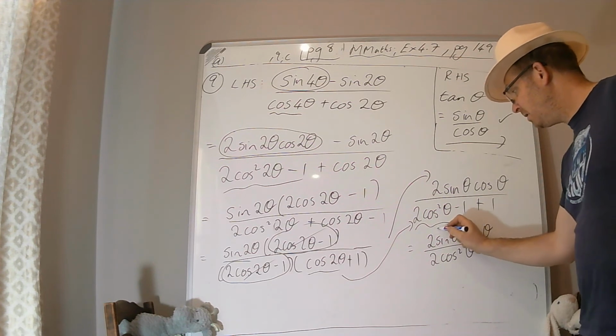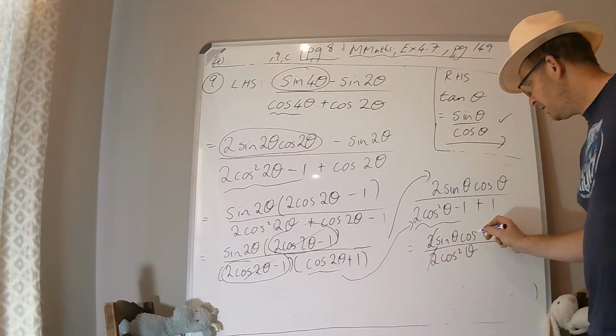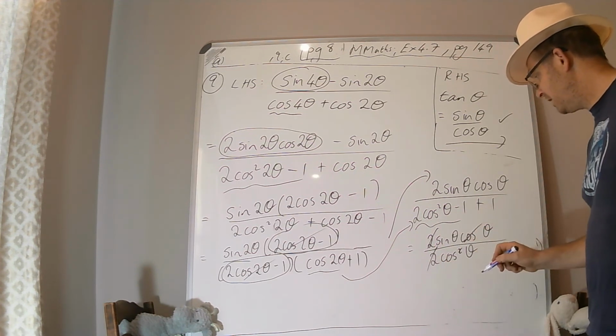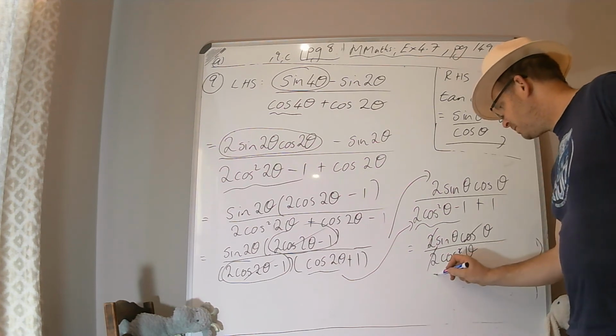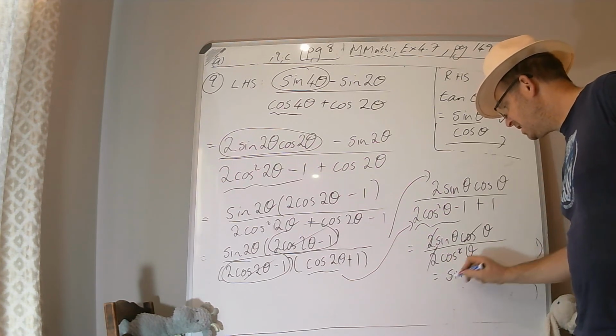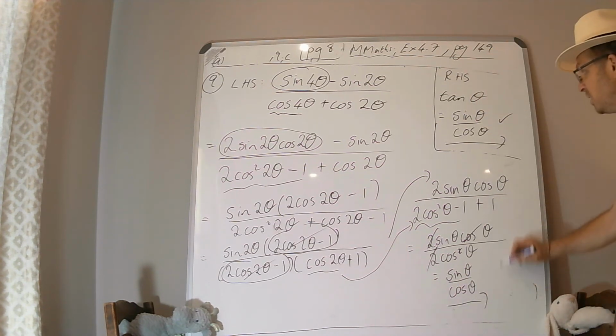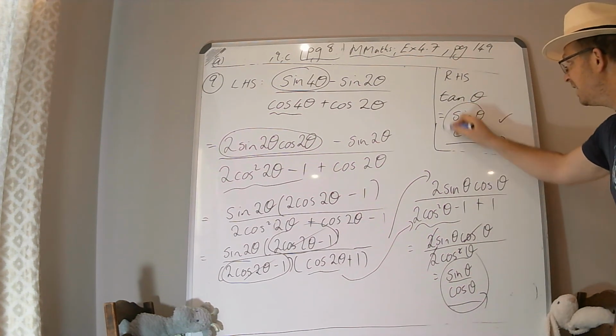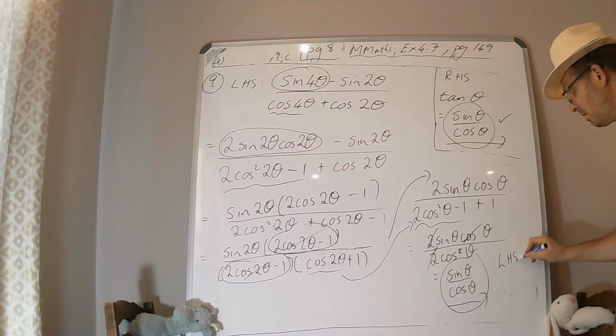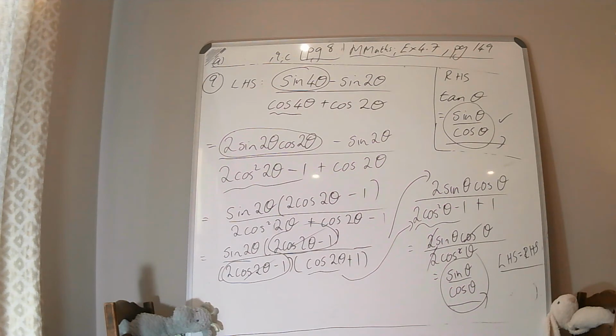And what happens now? Well, the 2's cancel. This cos cancels with one of the coses over there. So I end up with sine theta over cos theta. Well done, because you have shown me that the left-hand side is equal to the right-hand side. Fantastic stuff.